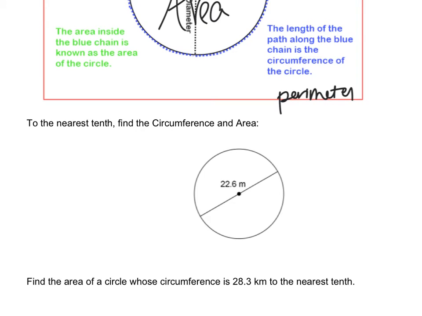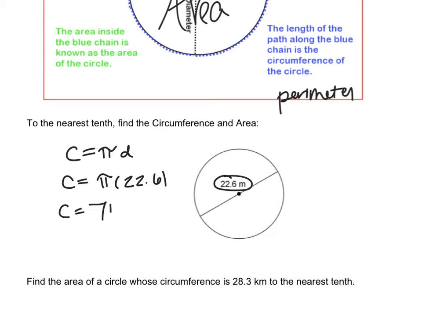So our first example, this is a question that I took from the Regents. It says, to the nearest tenth, find the circumference and the area. So the first thing we're going to do is find our circumference. We know that circumference is equal to pi times your diameter. My diameter is 22.6. And I just type this into my calculator, pi times 22.6. And I get my circumference to be 71.0 meters. That is your final answer for your circumference.